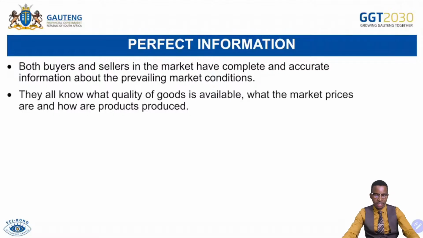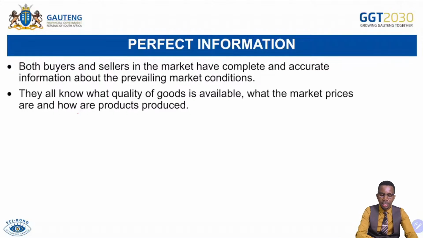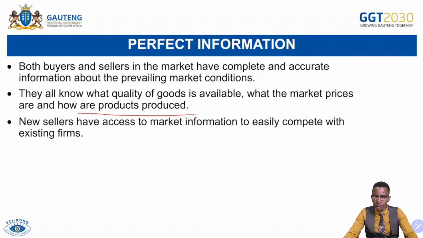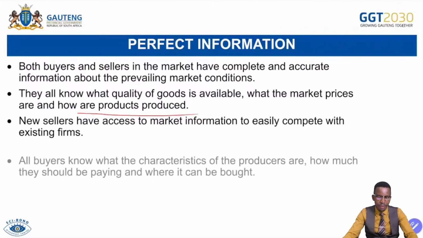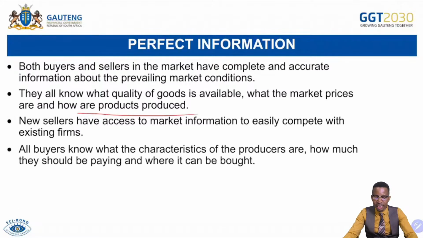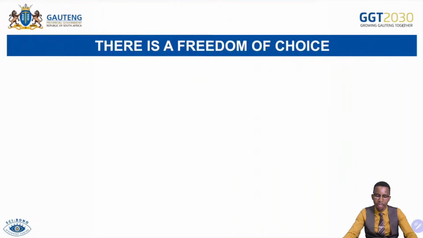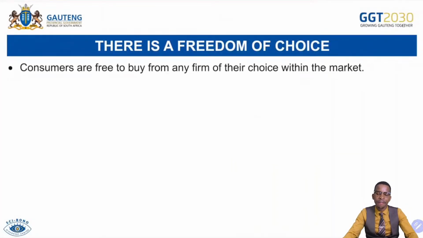They all know what quality of goods is available, what the market prices are, and how products are being produced. New sellers have access to the market information to easily compete with existing firms. All buyers know what the characteristics of the producers are, how much they should be paying, and where it can be bought, meaning the market information is completely free and also perfect. There is a freedom of choice. Remember, there is free entry of businesses.